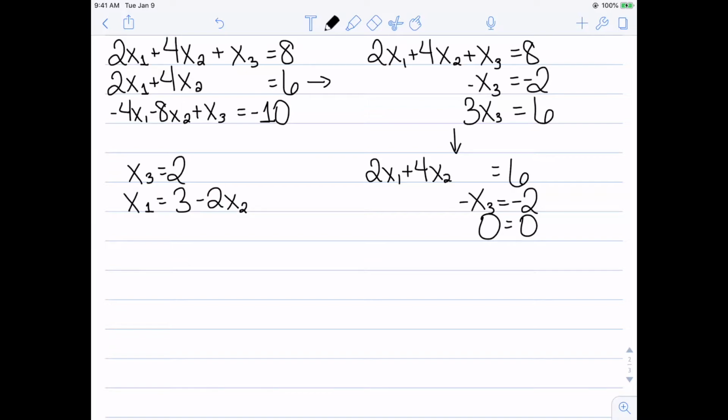So traditionally, we call this a free variable, meaning that it can be any value. x2 can be absolutely any value. And then we can use that to determine what x1 needs to be. We tend to write this by introducing what's called a parameter. So essentially, we let x2 be equal to s, where s can be any real number. Then x1 is 3 minus 2s, x2 is s, and x3 is 2.